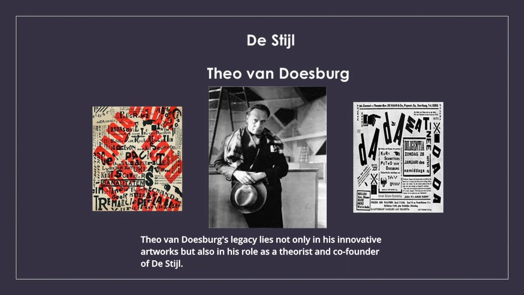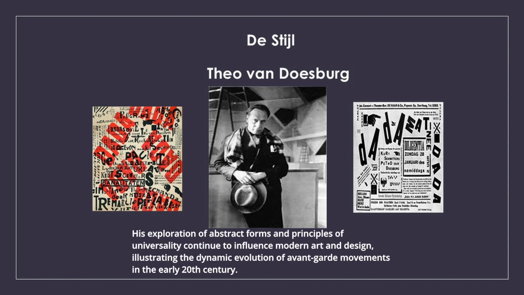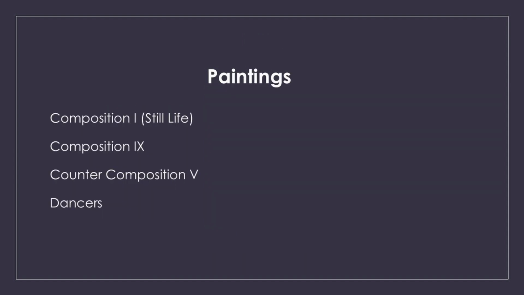Theo van Doesburg's legacy lies not only in his innovative artworks but also in his role as a theorist and co-founder of Stijl. His exploration of abstract forms and principles of universality continued to influence modern art and design, illustrating the dynamic evolution of avant-garde movements in the early 20th century.